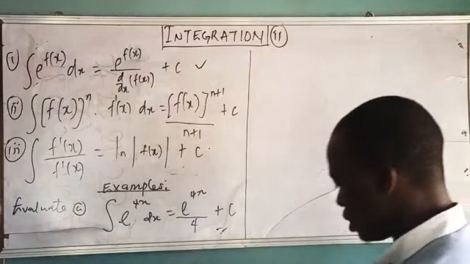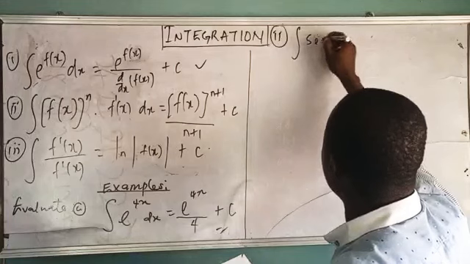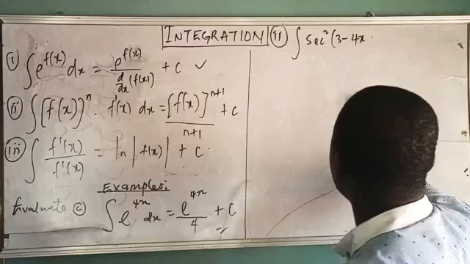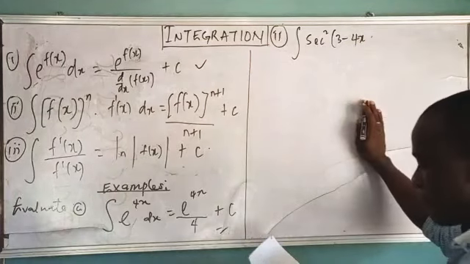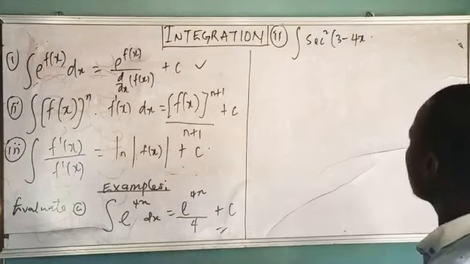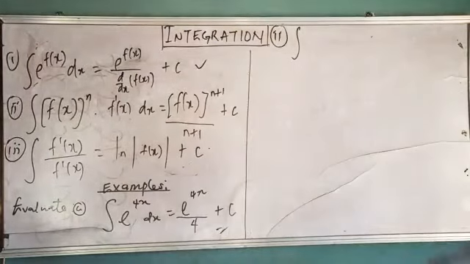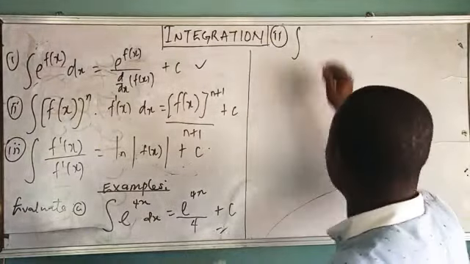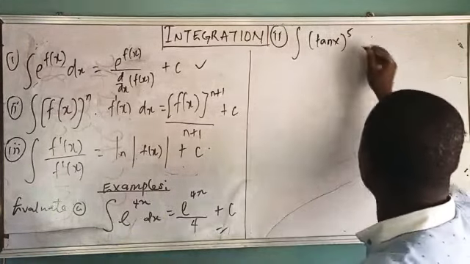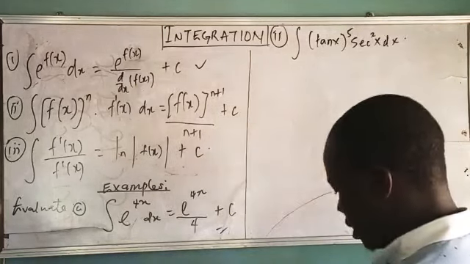Now let's say I have the second one. They ask you to integrate x squared 3 minus 4x. So now how are you going to do? No, not this one. Let me give you another one: tan x to the power 5 sec squared x dx.